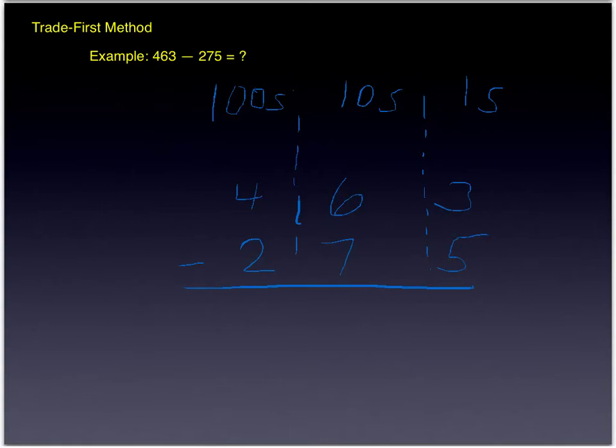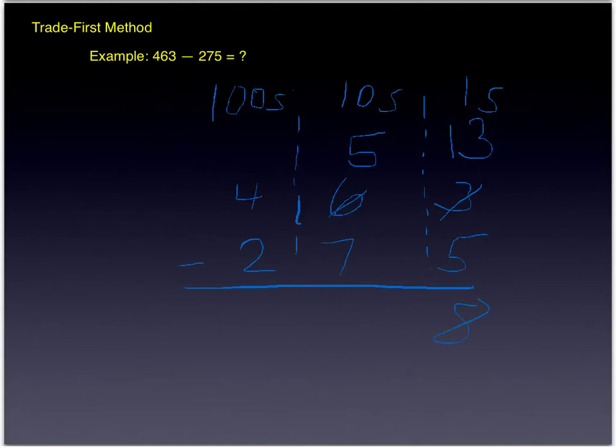So for our trade first, we can't do 3 minus 5. We need to borrow from our tens, change the tens to a 5, the 6 to a 5, sorry, and we add tens to our ones column. Let me be a little bit clearer. Hold on a second. Let me erase. Okay. And we put, go back to the pen, 13. Okay. So we took 10 out of the tens column and put it in the ones column. So now we can do our subtraction easily. 13 minus 5 equals what? Well, 13 minus 5 is 8.